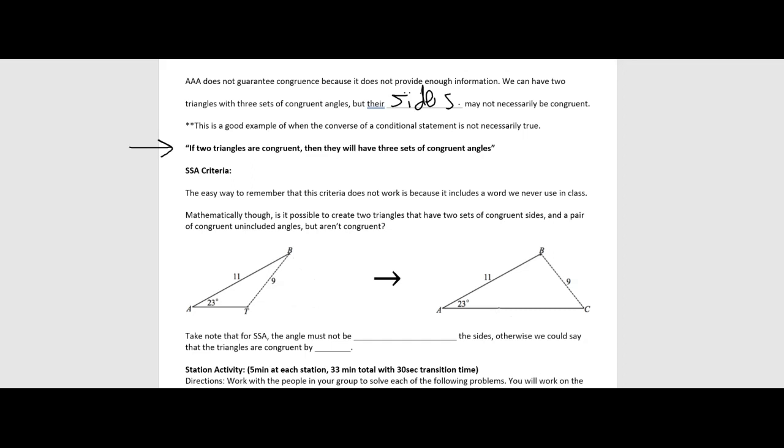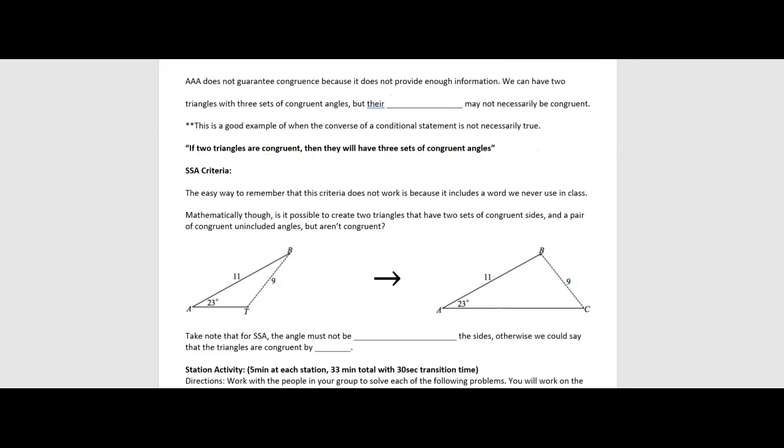Corresponding sides, that is. But if I reverse this, right, if we call this P and this Q, and right now this is P implies Q, if I do Q implies P, where I say if two triangles have three sets of congruent angles, then the triangles are congruent, well, that's false, right? So that's what I'm saying when I wrote the converse of a conditional statement does not always have to be true. In this case, it isn't.